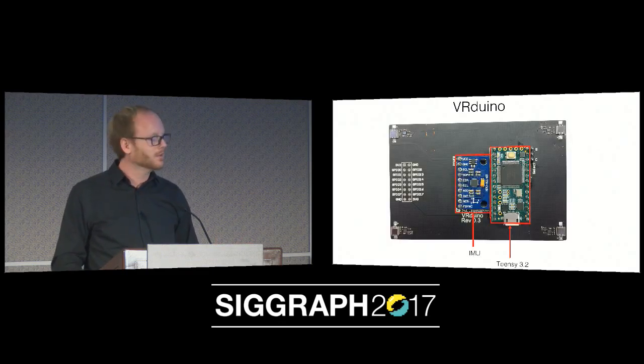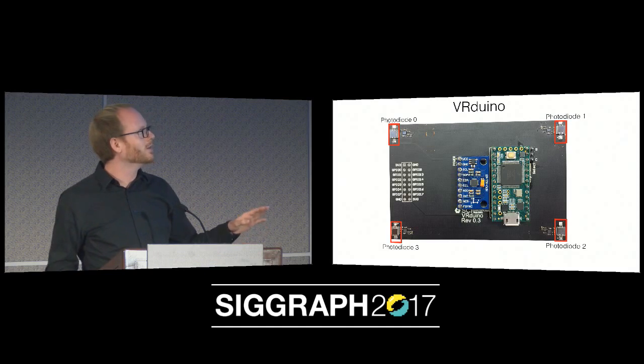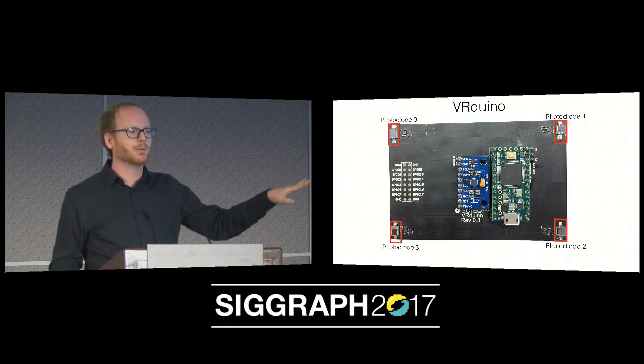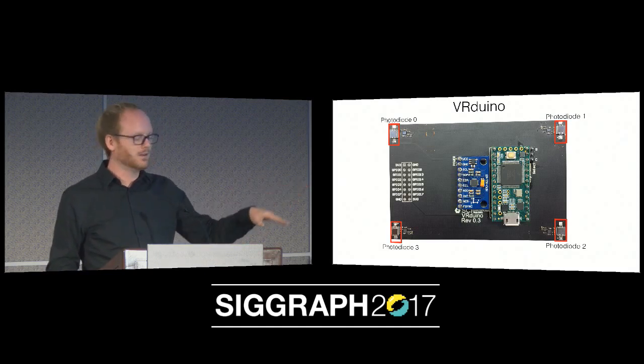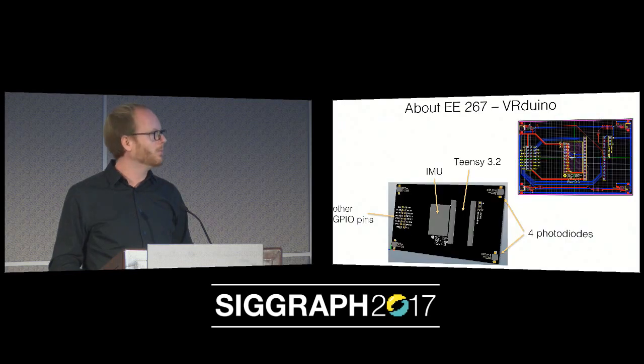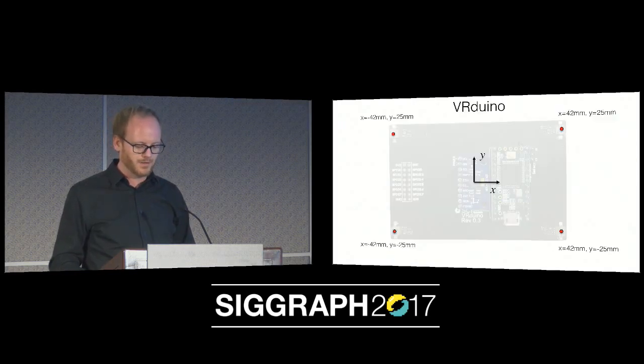So again, the Teensy is the Arduino. You can just program it through your Arduino code base, the IDE. We have the IMU on here. We have a couple of pins that we can use for changing hardware setups. The photodiodes that include the digitization and amplification of the signal are here. Everything's online. If you want to reproduce this board, you can do that right now. We have the exact locations of the photodiodes here that you'll need for the tracking later.